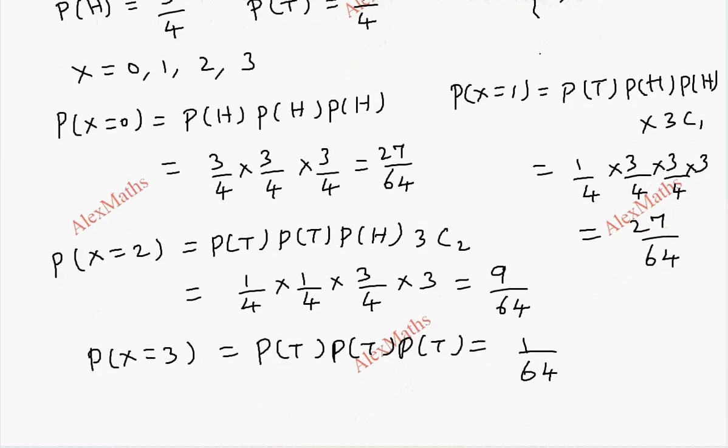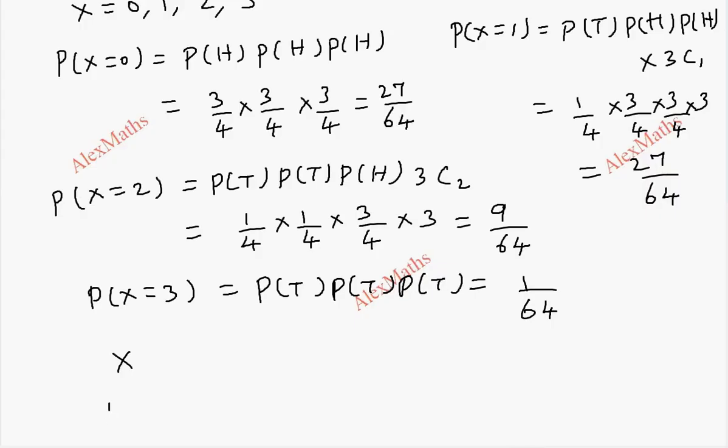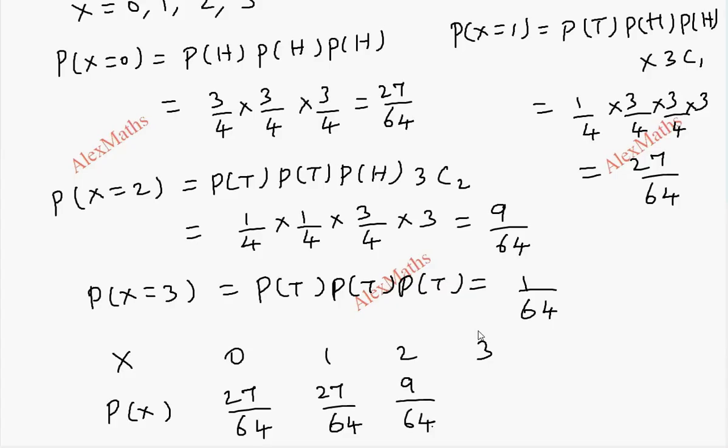So we are going to write this in a table where we have x and P of x. X is 0, 1, 2, 3. This is 27 by 64. This is 27 by 64. And this is 9 by 64. And this is 1 by 64.